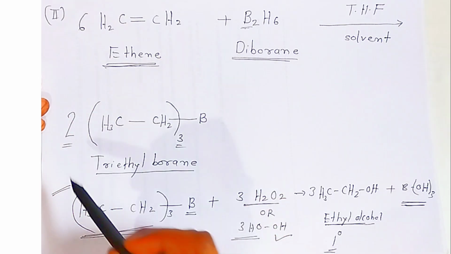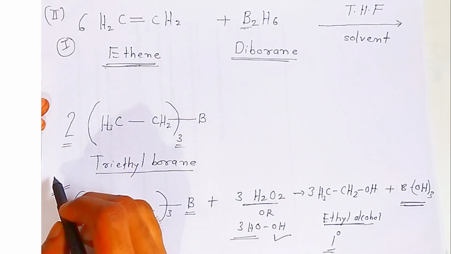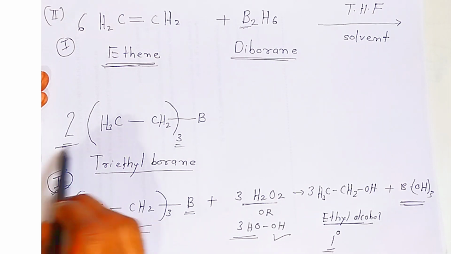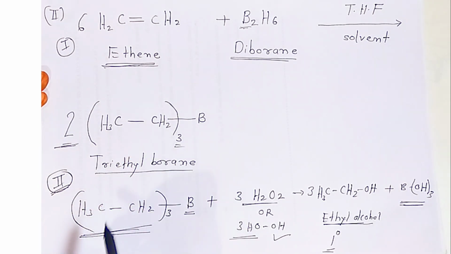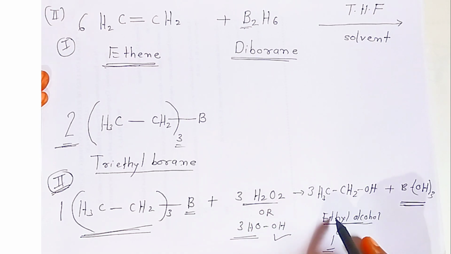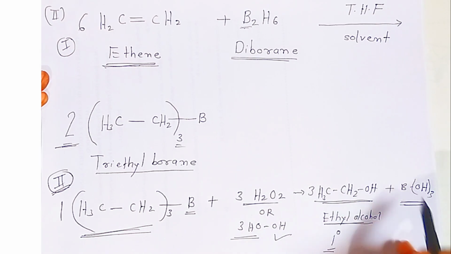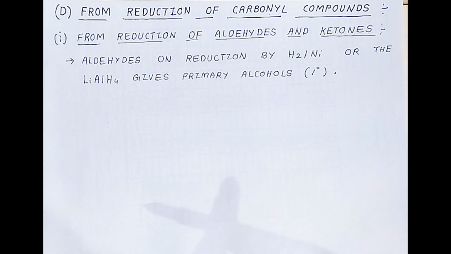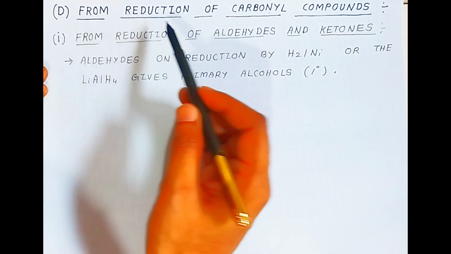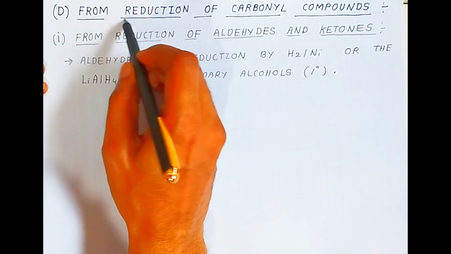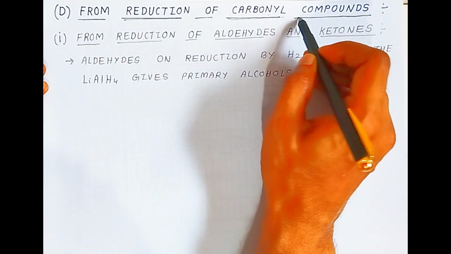You can write it in 2 steps, students. This is the first step and this is your second step. In the first step, students, there is a formation of 2 molecules of triethyl borane. Out of these 2 molecules, I have taken only 1 molecule, which combines with 3 molecules of H2O2 and gives you 3 molecules of alcohol and boron hydroxide. Okay, students, this way you have to write in the board examination. Now we are going to prepare alcohol from reduction of carbonyl compounds.